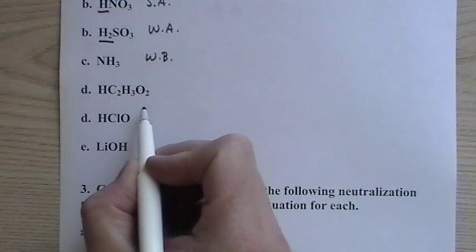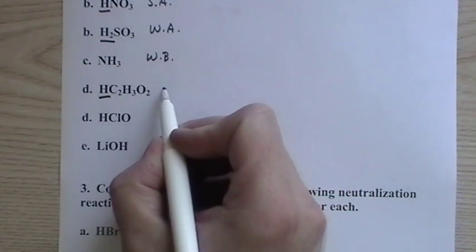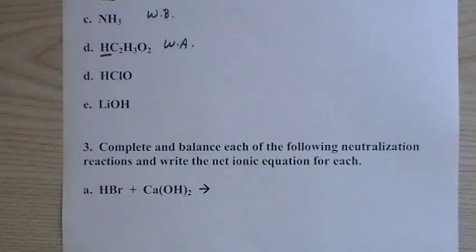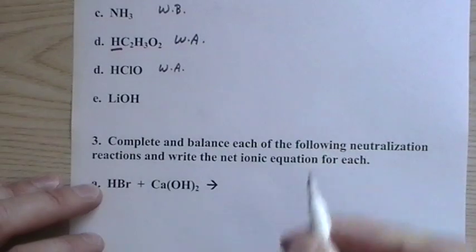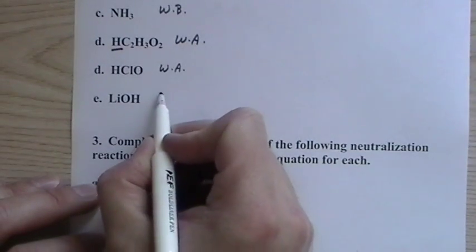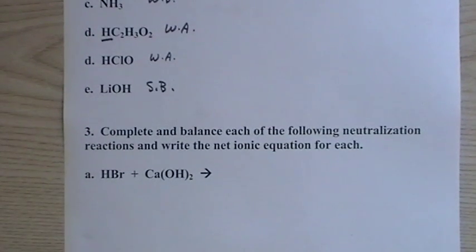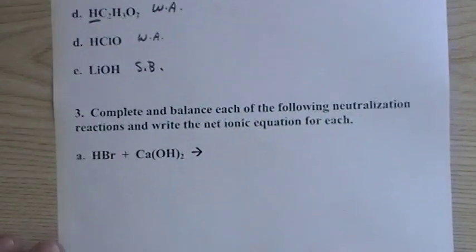HC2H3O2, you should know that that's acetic acid. We know that name. That H means it's an acid. It's not one of the 6, so weak acid. So if you know the 6 strong acids and strong bases, you're all set. HCl is a strong acid. HClO4 is a strong acid. HClO is a weak acid, not one of the 6. LiOH, that's one of the strong bases. So there we go. If you know the 6 strong acids, 6 strong bases by name and formula, then these kinds of problems will be very simple.